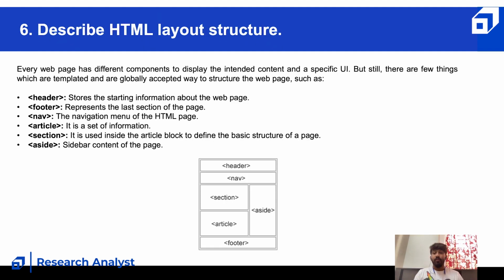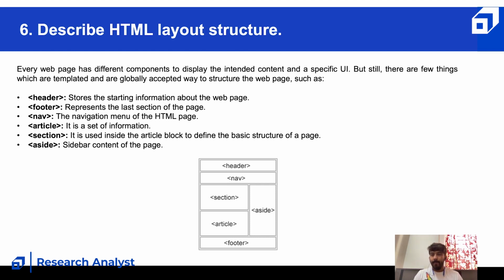Describe the HTML layout structure. So each and every web page has different components to display the intended content and a specific UI. But still there are a few things which are templated and are a globally accepted way to structure the web page. So even though it could be different, there should be a globally structured way. Only then you can use HTML in order to design a web page, right? So in this case, there are mainly six things which are necessary in an HTML layout.